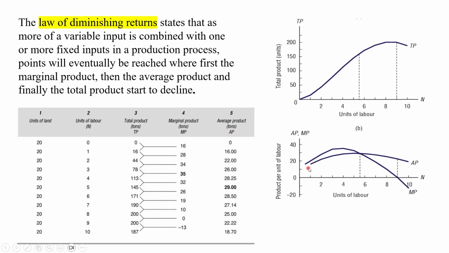As you can see here, firstly the marginal product will decline, and then the average product will also decline, and then the total product will also start to decrease, to decline. So as you add more and more variable inputs into the production process and combine them with your fixed inputs, your total product will start to decline, and also your marginal product and average product.